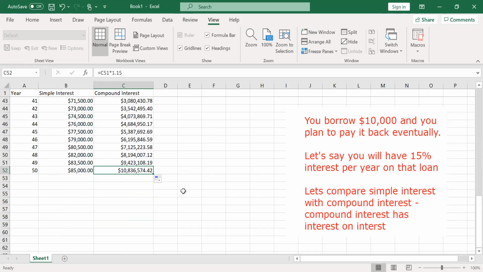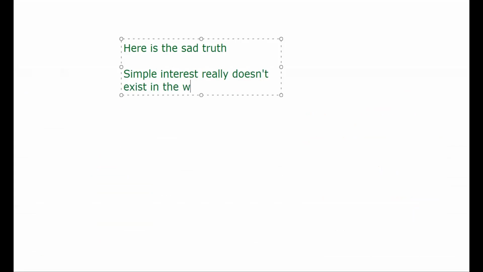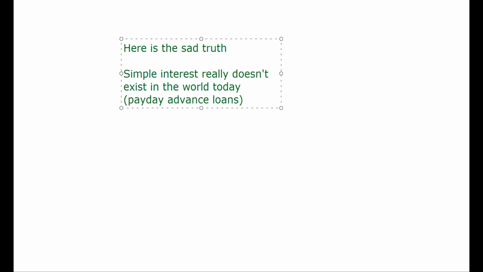Here is the sad truth. Simple interest really doesn't exist in the world today in any serious financial sense. No institution is going to do simple interest. The exception might be payday advance loans. Sometimes they'll say that's simple interest, but those have really high interest rates, sometimes 300 to 500% APR per year, which is ridiculous, but payday loans are meant to be paid in a short time frame, so the interest is not totally unfair.